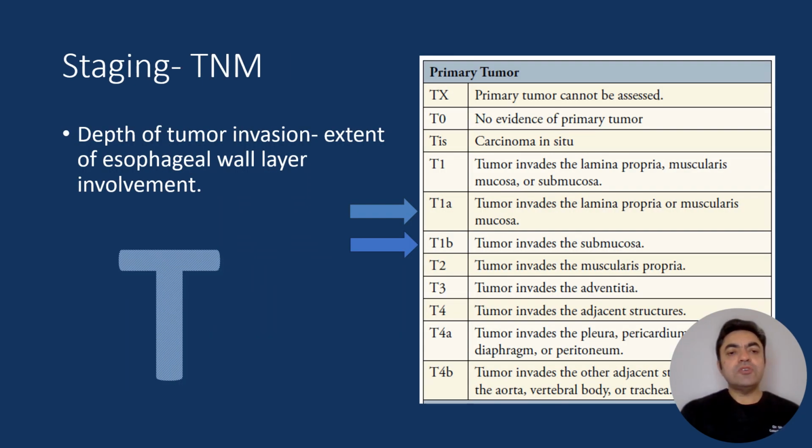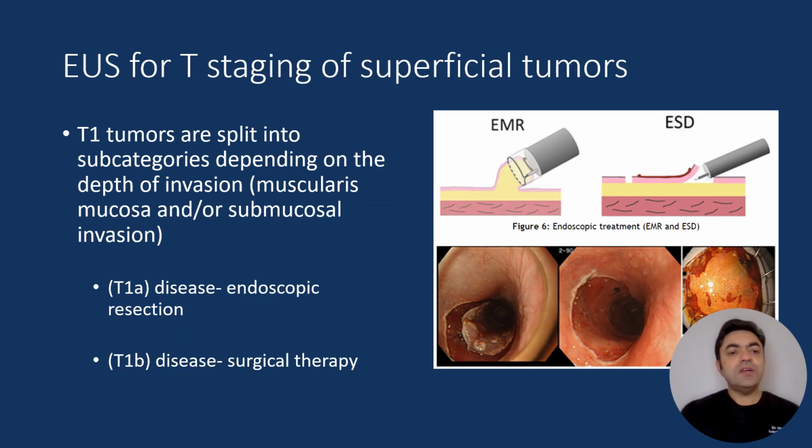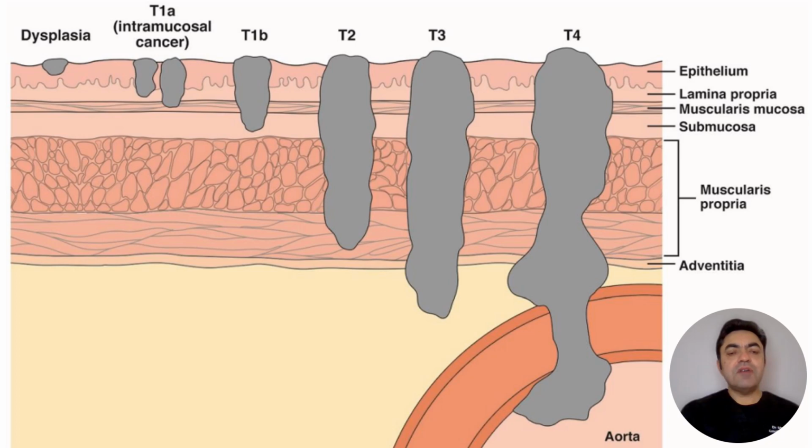The second role of endoscopic ultrasound scan in staging of esophageal cancers is to differentiate between T1A and T1B disease. As you're aware, the T1 tumors can be split into subcategories depending on the depth of invasion. T1A disease may be managed by endoscopic resection alone, whereas T1B disease requires surgical therapy. This is a graphical representation, and this is the area of interest.